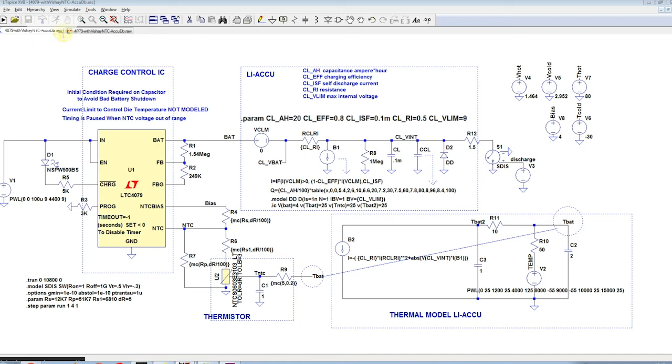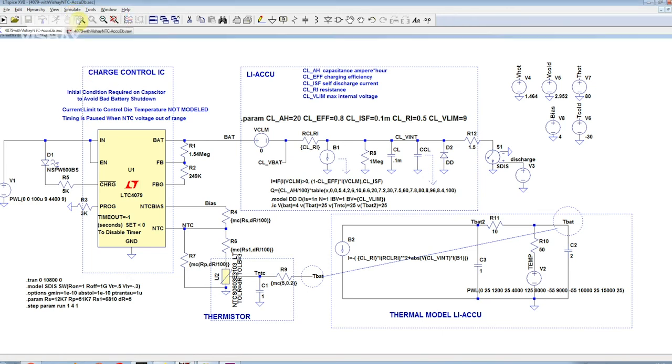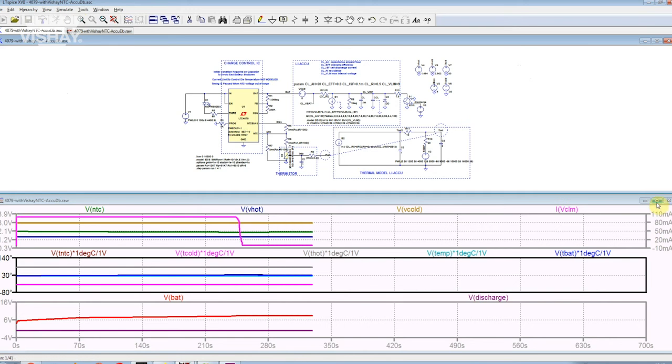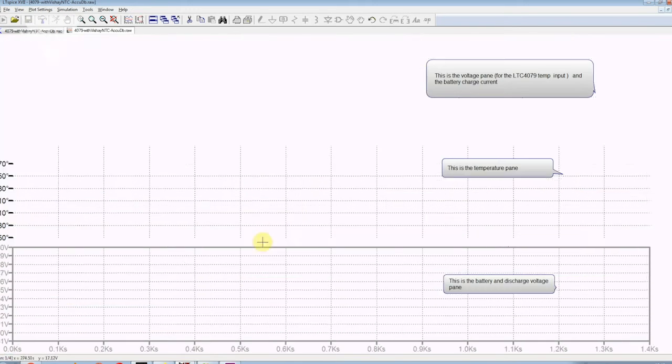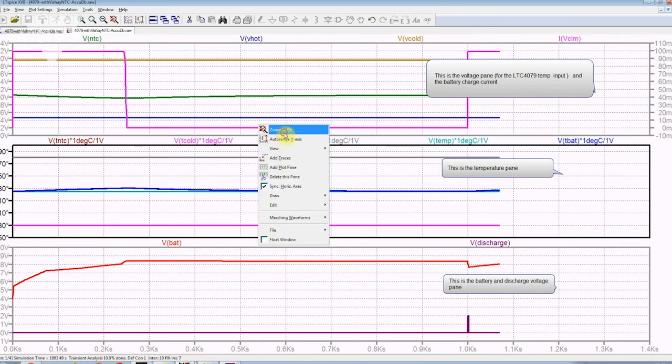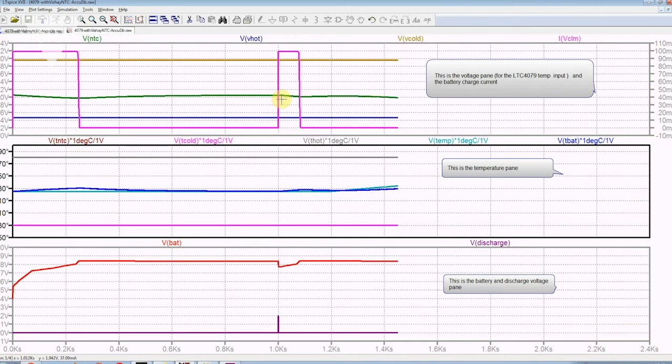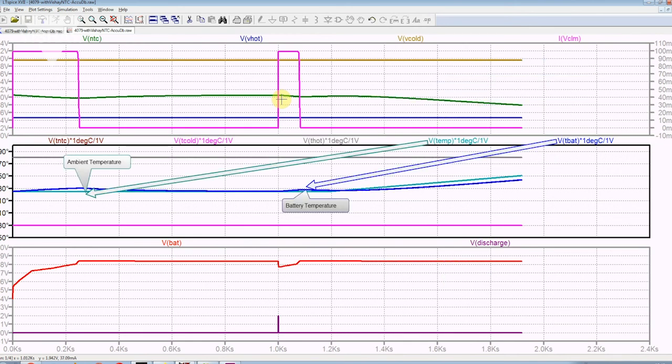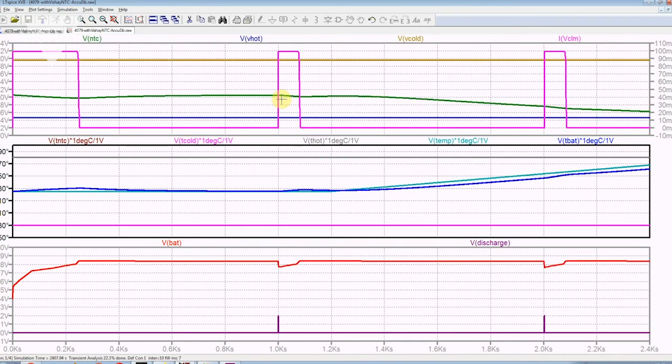It's time for the simulation now. We are going to see what will happen to the battery during a time of 3 hours. The simulation time will, on the contrary, be shorter than 2 minutes. We start up with an ambient temperature of 25 degrees C, and we see on the mid-pane 4 temperature curves.